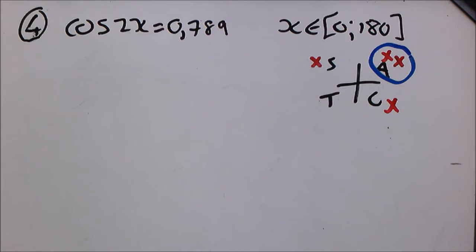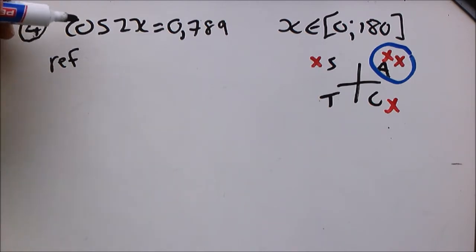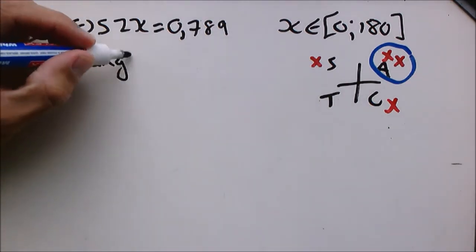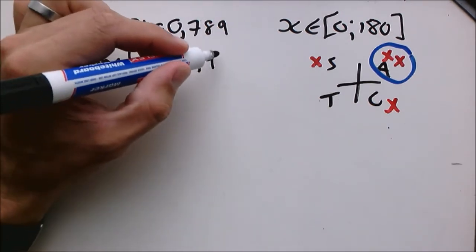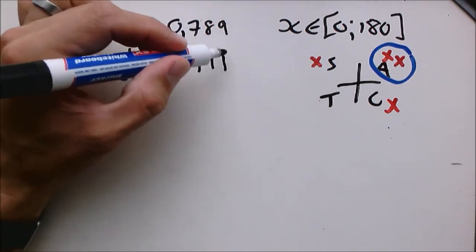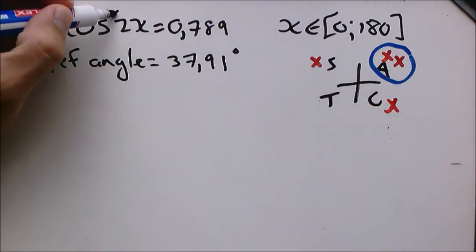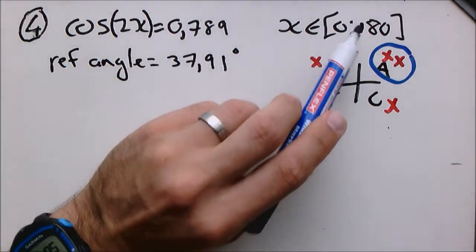So first things first, our reference angle. Okay, so to get our reference angle, we have to take the inverse cos of 0,789, and that will give you 37,91 degrees. Keep in mind, our angle is 2x, not x, it's 2x. So we are going to keep this in mind. So this then means that we only need to get a specific value anyway.